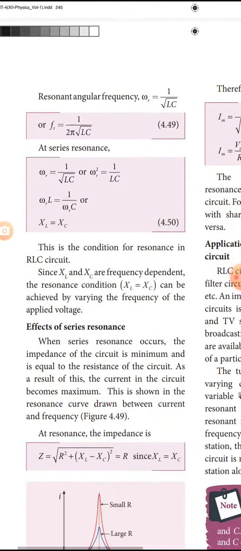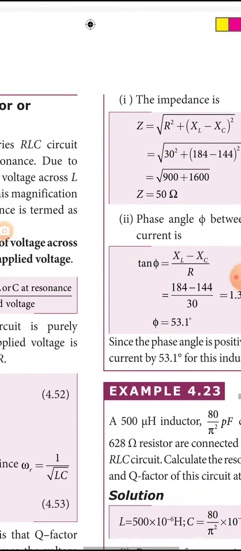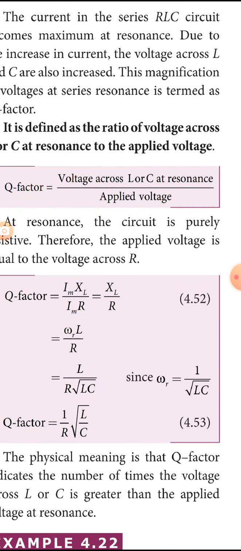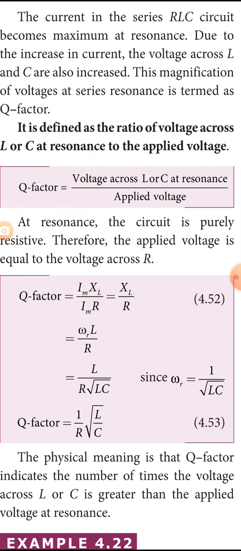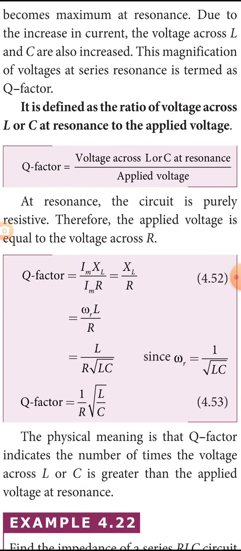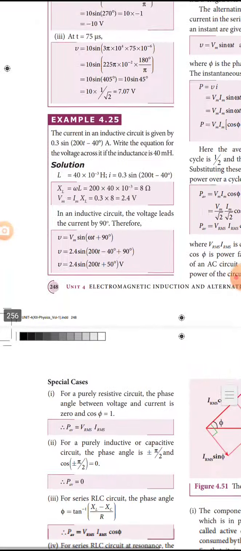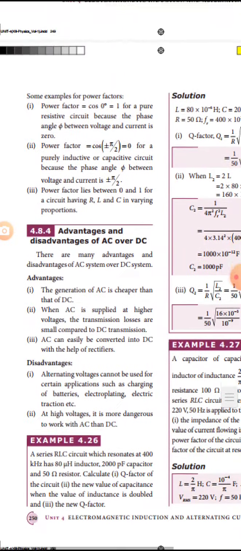Resonance is very very important for radio, TV, etc. So you have to find out next the definition for Q factor. So it is defined as a ratio of voltage across L or C at resonance to the applied voltage. So you have to divide voltage across L or C at resonance by the applied voltage. And so this is about Q factor.